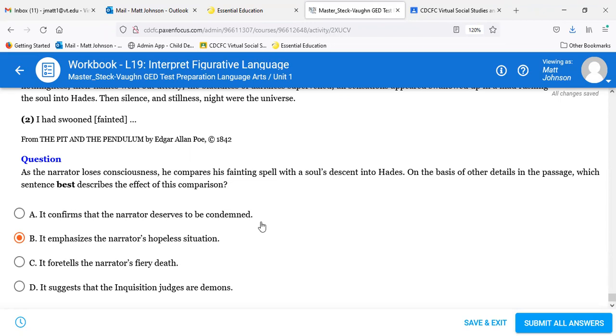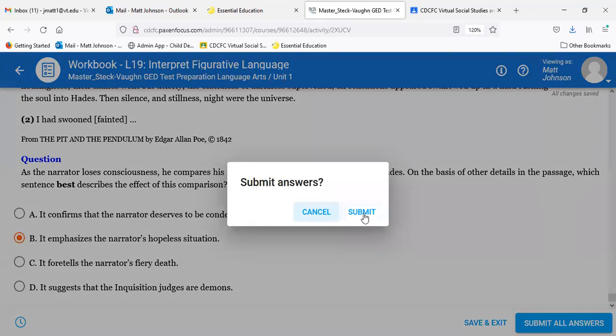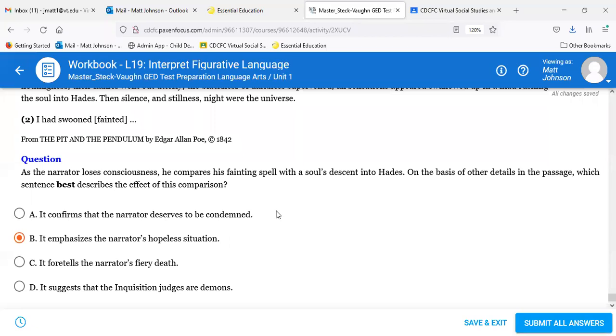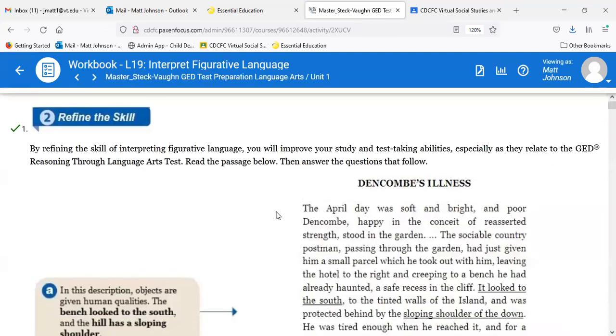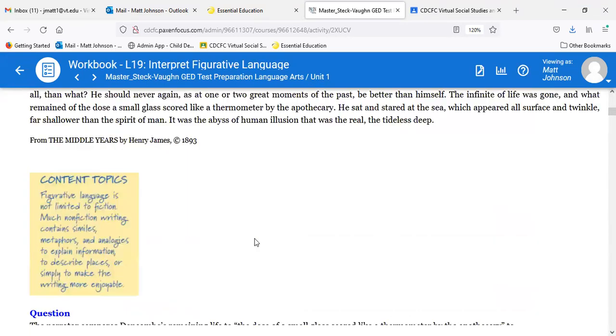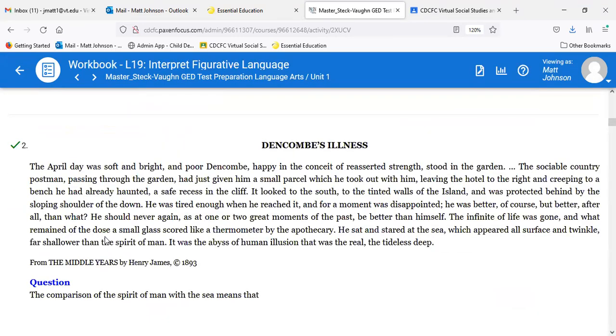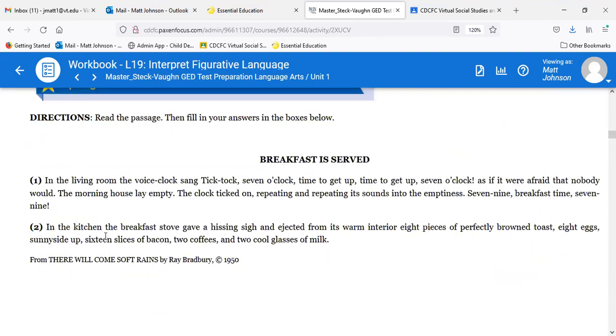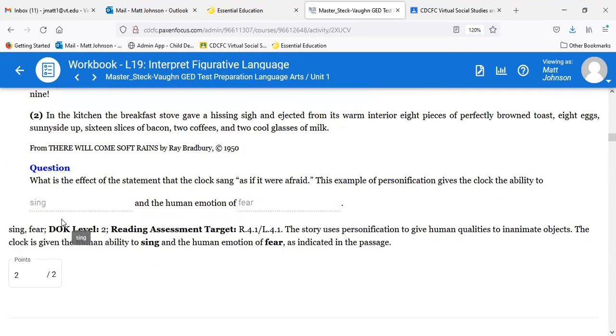All right. So any questions? Anybody miss any answers? We need to review any of the questions there. Number 3, I missed number 3. 3 was the fill in the blank. It was sing for the first blank and fear for the other one. Yeah, sing and fear. Okay. Any others? All right, I'm going to go ahead and stop our recording here.